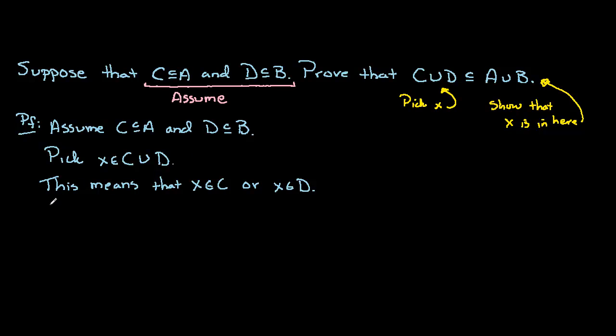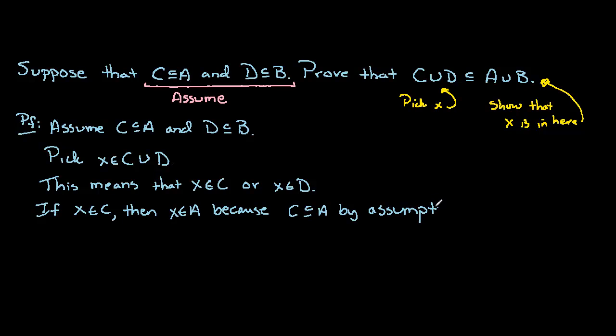So let's proceed. If X is an element of C, then X is an element of A. And the reason for this is that C is a subset of A by our assumption. Similarly, if X is an element of D, then X is an element of B because we assumed that D is a subset of B.